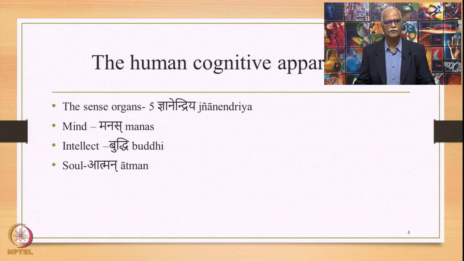These are the outermost part of this cognitive apparatus. And the remaining three, they are the internal ones: manas, that is mind; intellect, that is buddhi; and atman, that is soul. This is how these three are generally translated, and this is what is a generally acceptable translation.